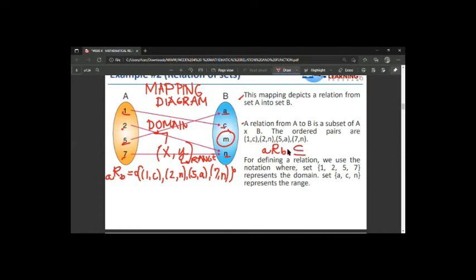Is a subset of A cross B, or the Cartesian product of A and B. So the ordered pairs of the relation is this one. So when we say subset, guys, it means that all the ordered pairs in this relationship are in the Cartesian product of A and B, A cross B. So let's see if that's true.